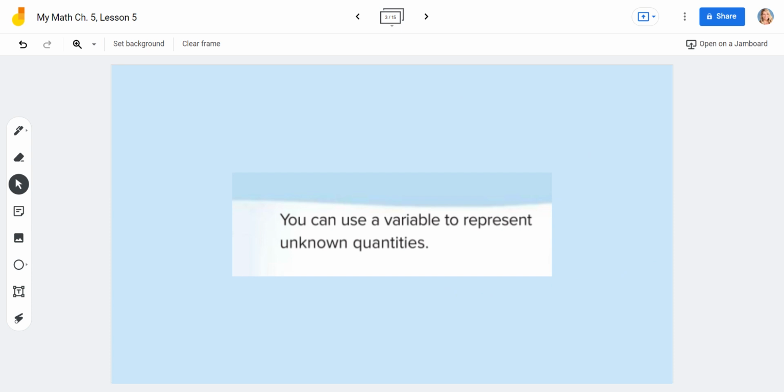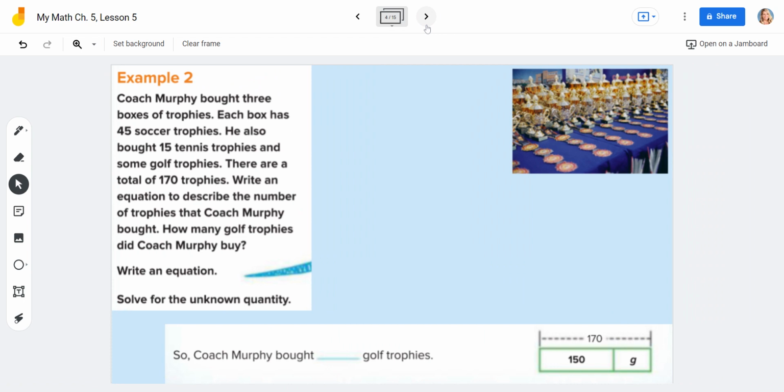All right, we know that you can use variables to represent unknown quantities. It's okay when we don't know something in math because we're just going to use a variable to solve it. All right, so let's look at our example 2.